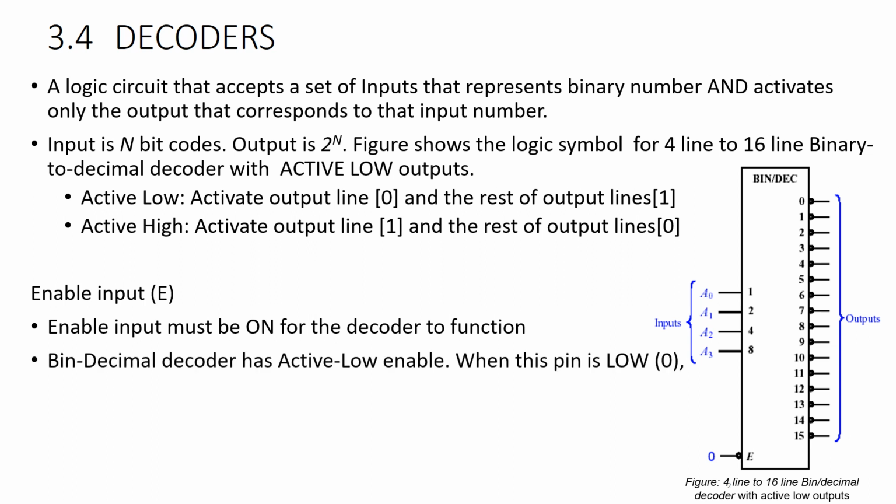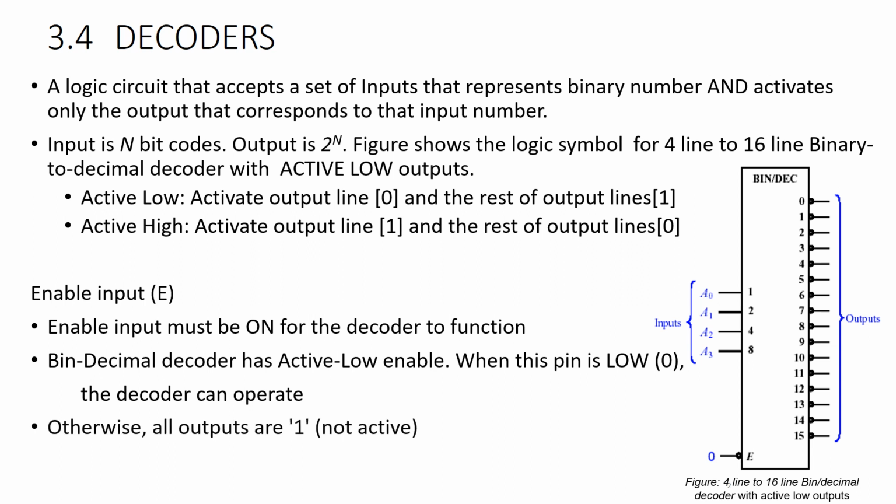So the enable input of pin E must be turned on for the decoder to function. The binary to decimal decoder has active low enable. When this pin is low or 0, the decoder can operate. Otherwise, all outputs will be 1 or not active.